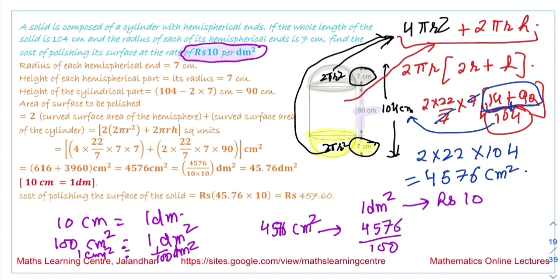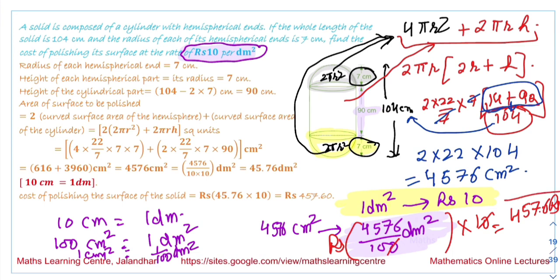So this value comes out to be 4576 by 100 decimeter square. And the cost given to us for 1 decimeter square is rupees 10. For this much decimeter square, the cost will come out to be this value into 10, this much rupees. So this comes out to be 457.6 rupees. This is our final answer. This is the total cost that we will have.